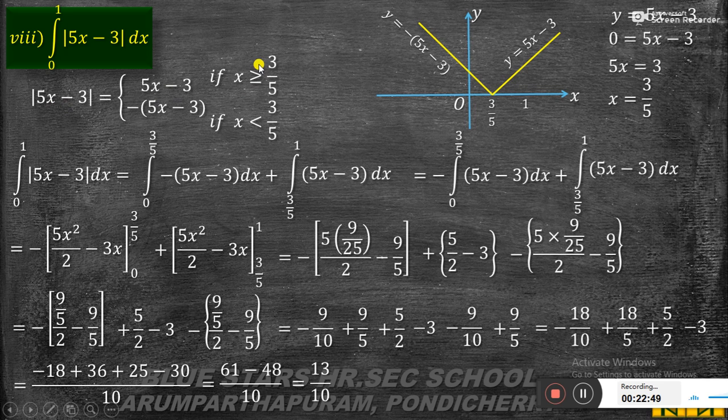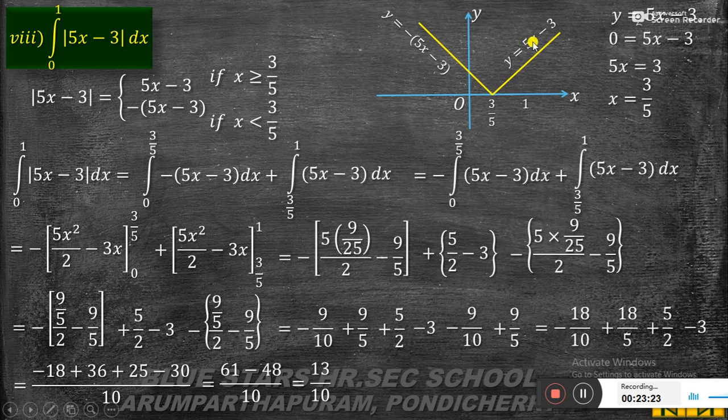So x equals 3 by 5. Suppose we take the positive, then x is greater than or equal to 3 by 5, the higher values, and that time it is positive. Negative means it is a lesser value, x less than 3 by 5. Now you see this diagram. At 3 by 5, the negative values go to the negative y axis, and the positive values go to the positive y axis, on the positive side of the x-axis.